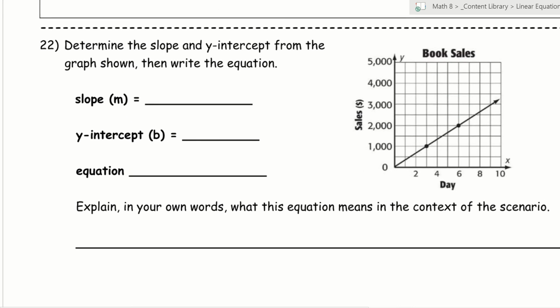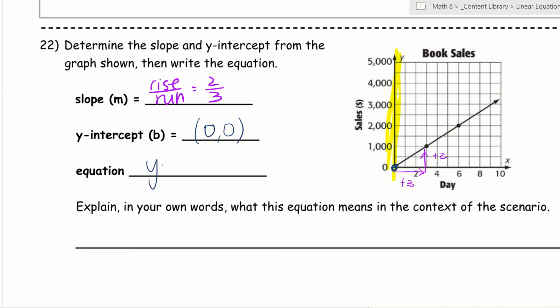Now here, we have determine the slope and y-intercept from the graph shown and write the equation. What's the slope? The slope between here and here is 2/3. This is +2 here. This is +3 here. We have rise over run, 2/3. Y-intercept, well, where is the y-axis? This is the y-axis. And where does that line hit that? Oh, right here, at the origin, 0, 0.